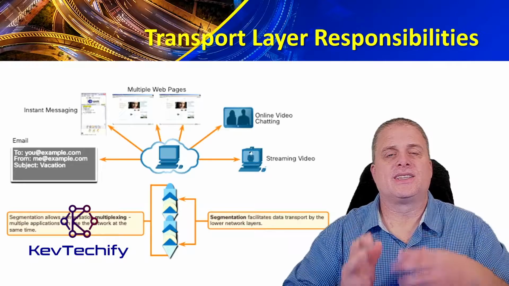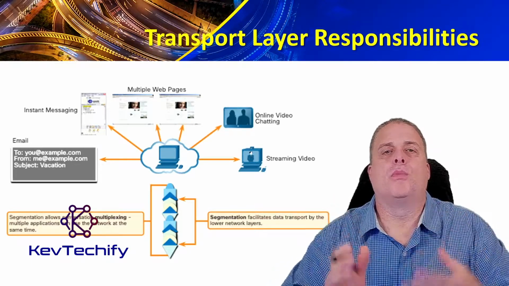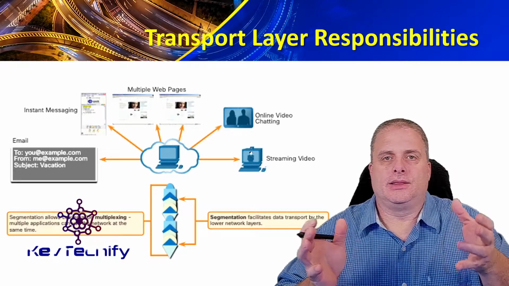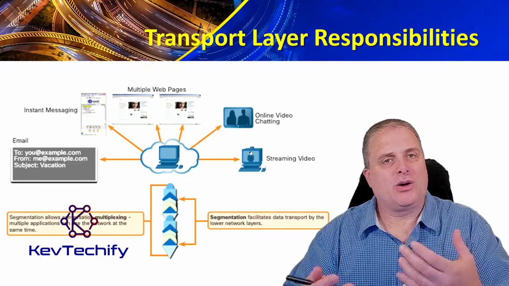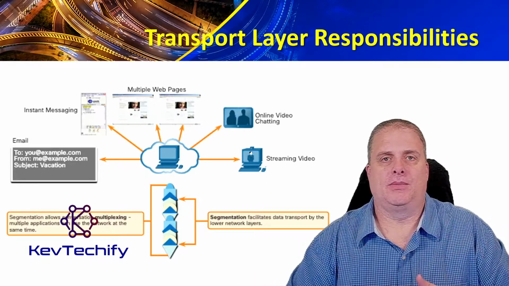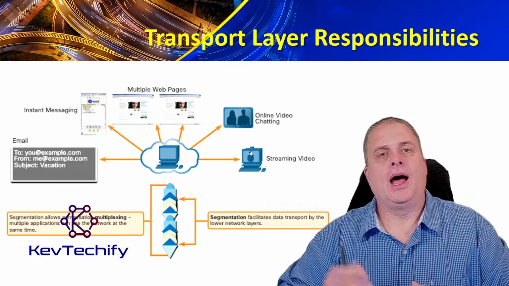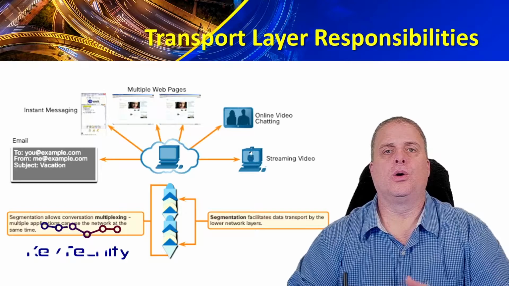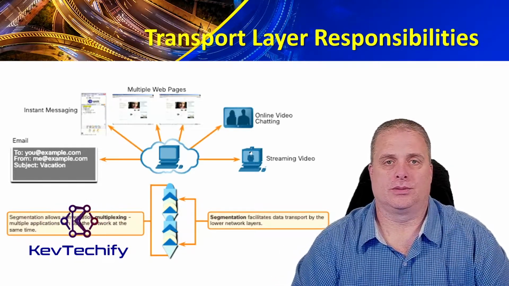The transport layer has several responsibilities. One of them is keeping track of multiple conversations. This would be in your web browser. If you open up multiple tabs, how does that tab know to display the right data in the right tab? Or even if you have multiple web browsers, you have Chrome, you have Firefox open, how does the web browser know which traffic is for that one and which traffic is for the other web browser?